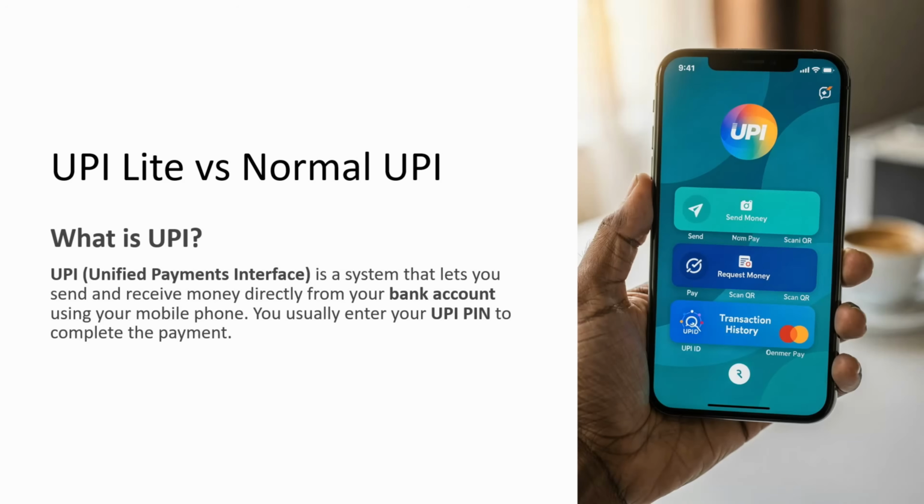In this video I will explain UPI Lite versus normal UPI. What is UPI? UPI is a system that lets you send and receive money directly from your bank account using your mobile phone. You usually enter your UPI PIN to complete the payment.